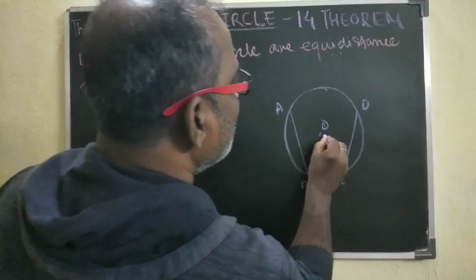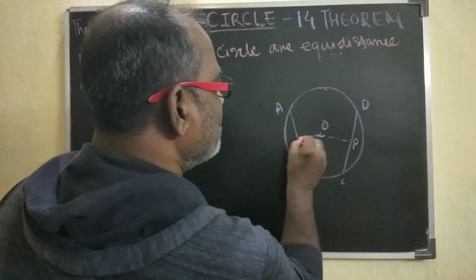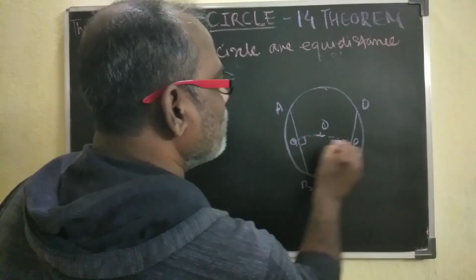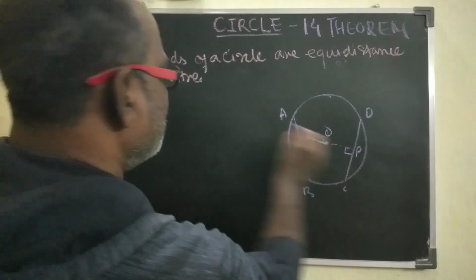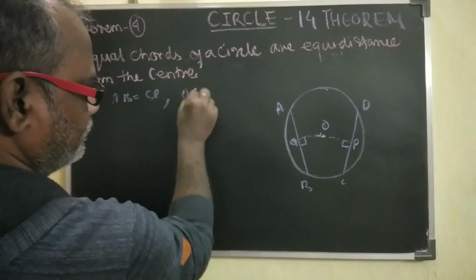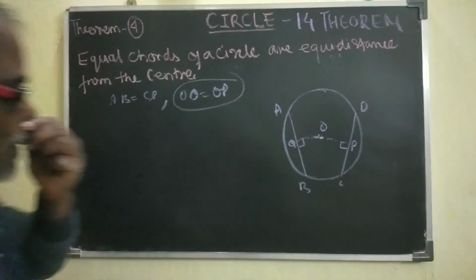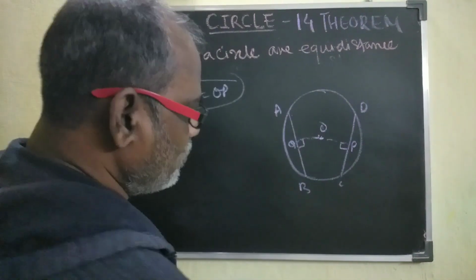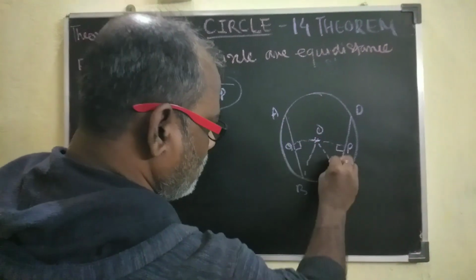That means, if you draw a perpendicular from here, let it be P, and here let it be Q, then what you have to prove is that OQ equals OP. This we have to prove. So to prove this, first let us join OB and OC.